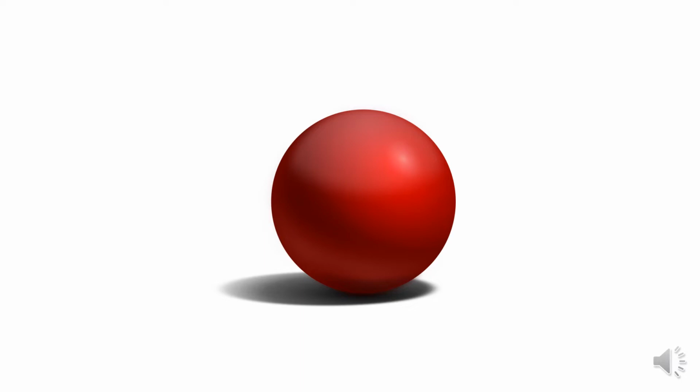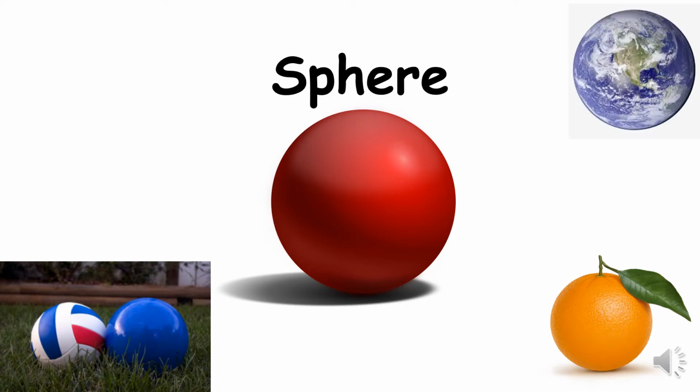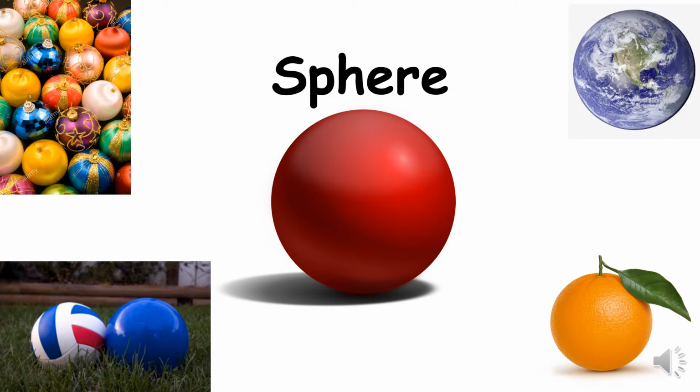Here is a 3D shape. Do you know what this shape is called? A sphere. Can you have a go at saying that? Sphere. Can you think of any real-life spheres? Things you might see around your house or around your school. So balls, so footballs and basketballs, these are in the shape of a sphere. Certain fruits like oranges are spheres. The world and the globe is also a sphere. And baubles on a Christmas tree, they are the same shape. They are spheres. Can you think of any other spheres?